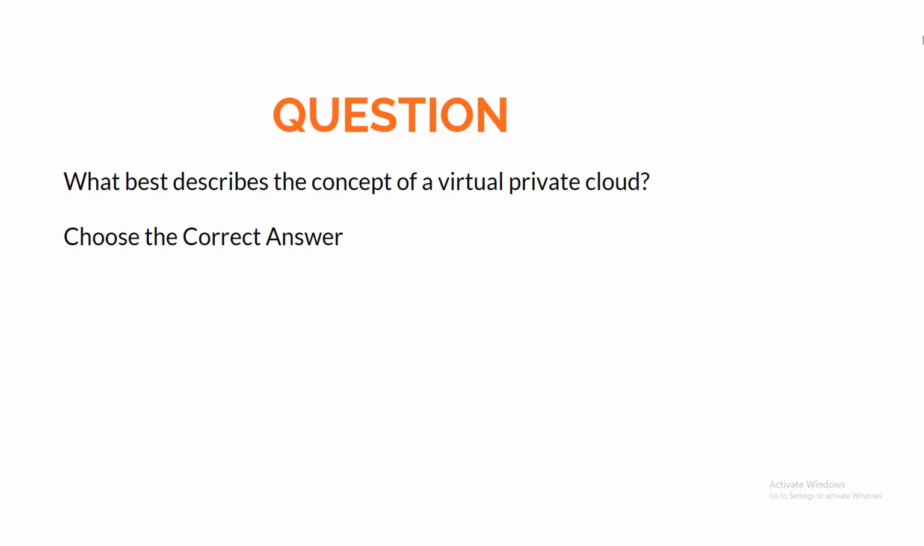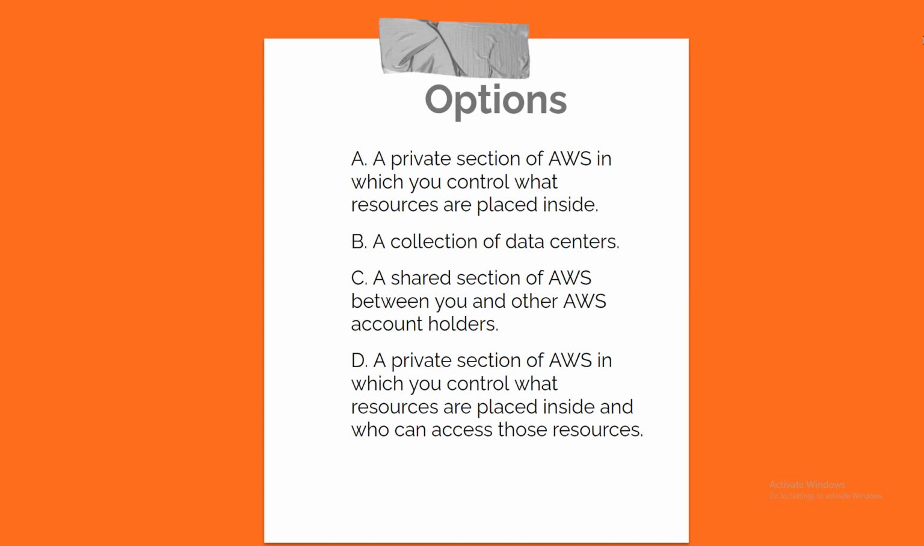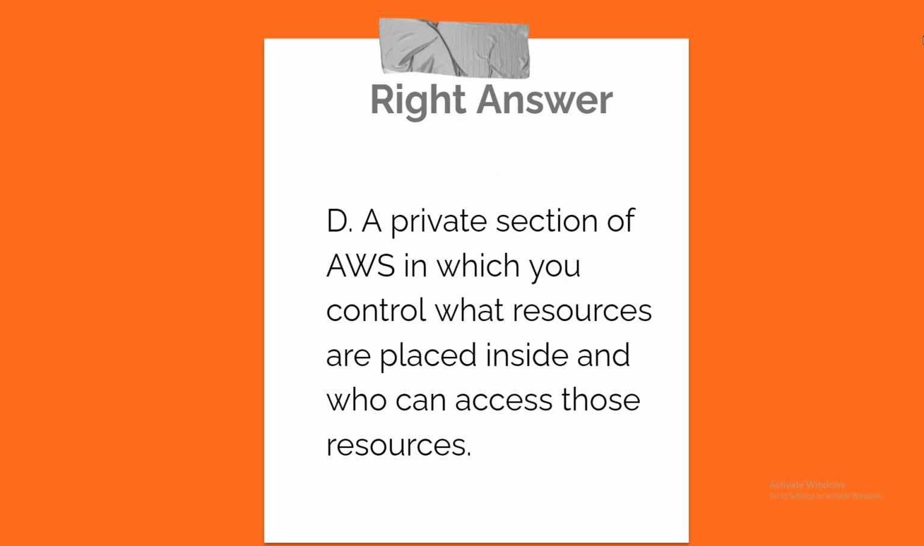Question. What best describes the concept of a virtual private cloud? Choose the correct answer. A. A private section of AWS in which you control what resources are placed inside. B. A collection of data centers. C. A shared section of AWS between you and other AWS account holders. D. A private section of AWS in which you control what resources are placed inside and who can access those resources. Answer. D.